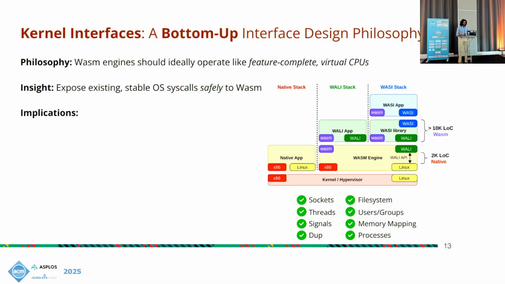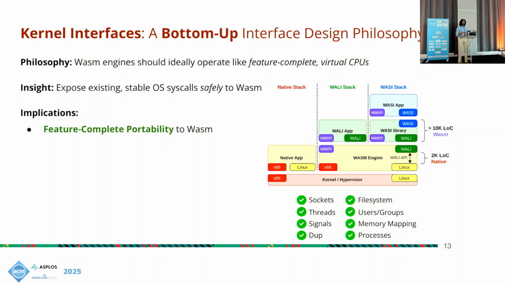So this insight actually has several implications. One is that we can actually port applications that were designed against traditional OS APIs to now run over WASM. And this is pretty much the entire space of applications. So many applications have been designed against traditional stable OS syscall interfaces.